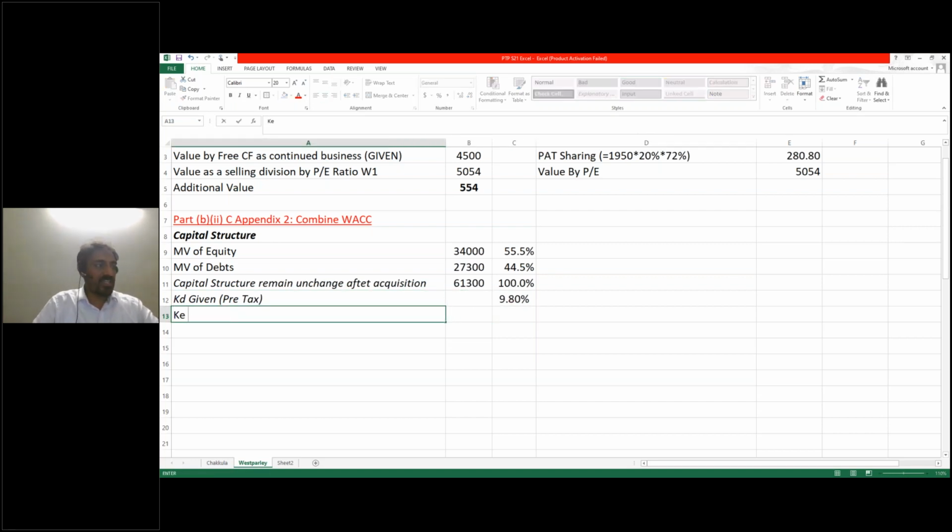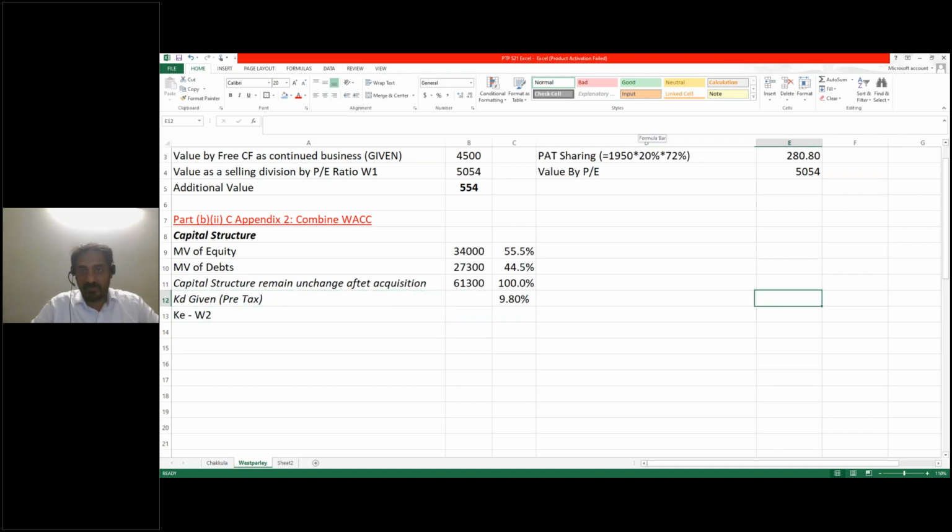Now the complication is the KE. For KE, we require working two. So that should drive the question with your own aspects. Don't put the push factors. Develop reverse engineering. Understand the requirement and then pull the factors accordingly. Now working two.